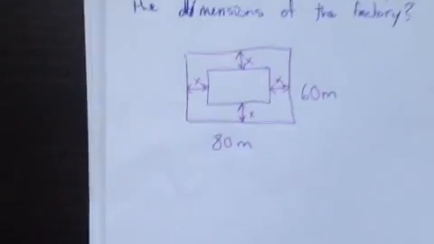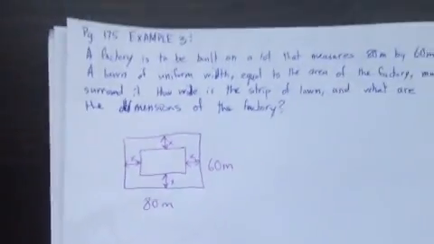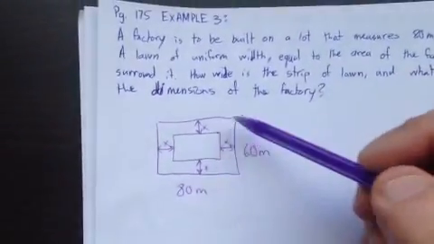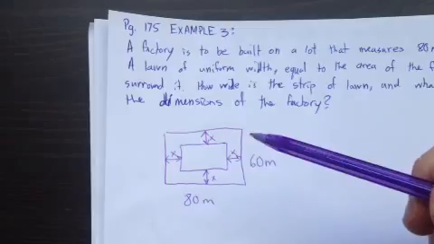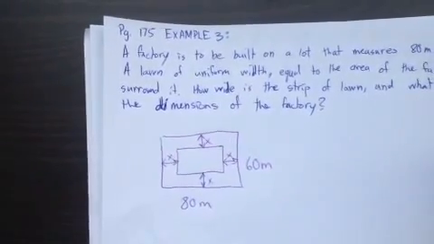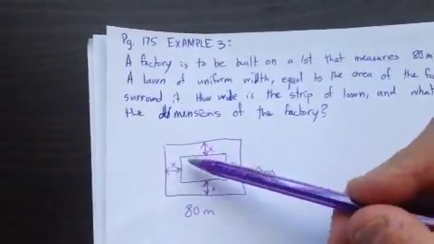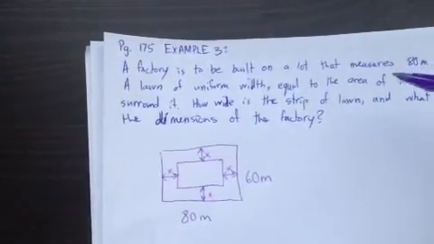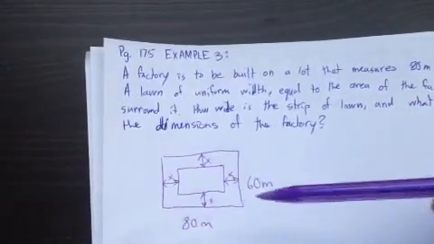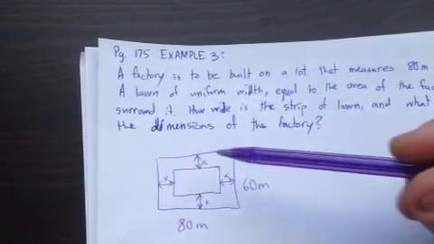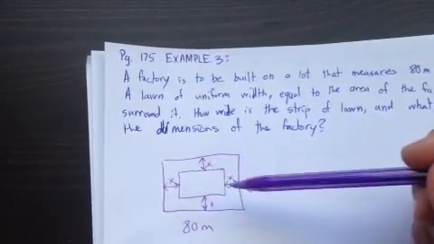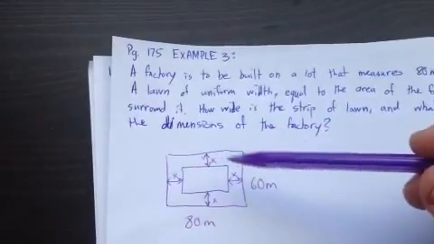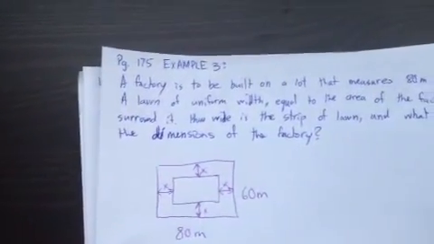So as you can see, I drew a little diagram here. They said that, again, the factory is to be built on a lot that measures 80 by 60. So I drew a lot here, a rectangle, 80 meters by 60 meters. Now the factory goes inside this lot, so I put a little rectangle inside the lot as well, and that's the factory, the little rectangle. And the factory has to be surrounded by a uniform strip all the way around. So that uniform strip, this little measurement has to be the same as this, the same as this, the same as this. And so I called all those measurements x. They have to be the exact same all the way around.